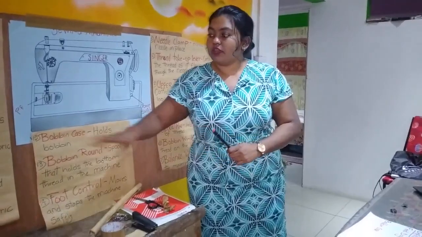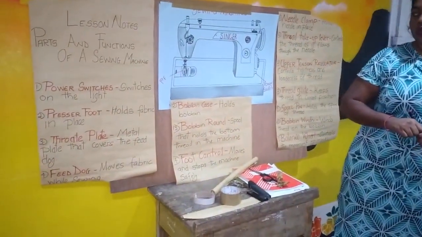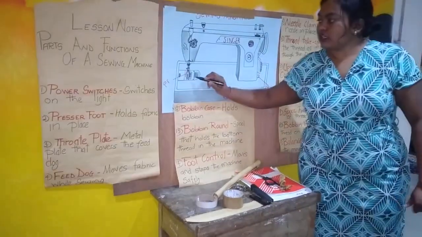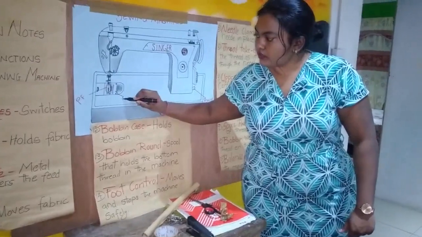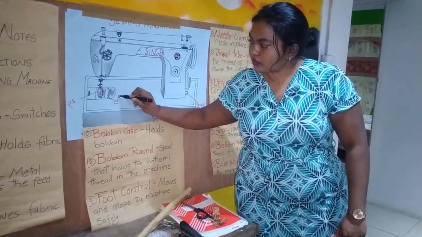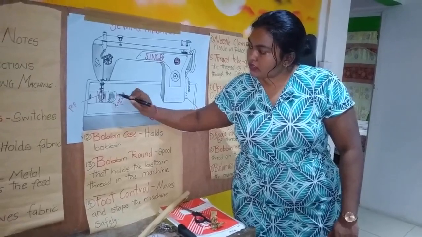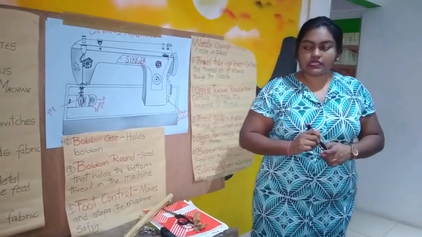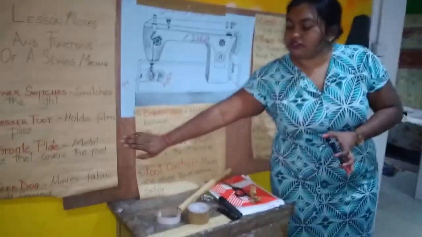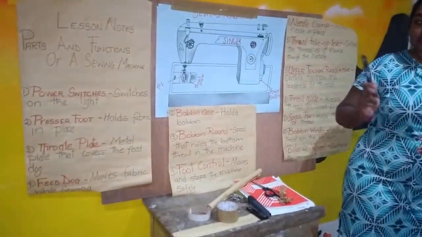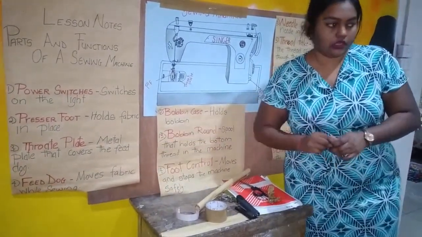Okay. Number three is throat plate. It is the metal plate that covers the feed dog. This is a throat plate. Okay, when I was explaining the definition and function of throat plate, there's a new term that you have come across, which is feed dog.